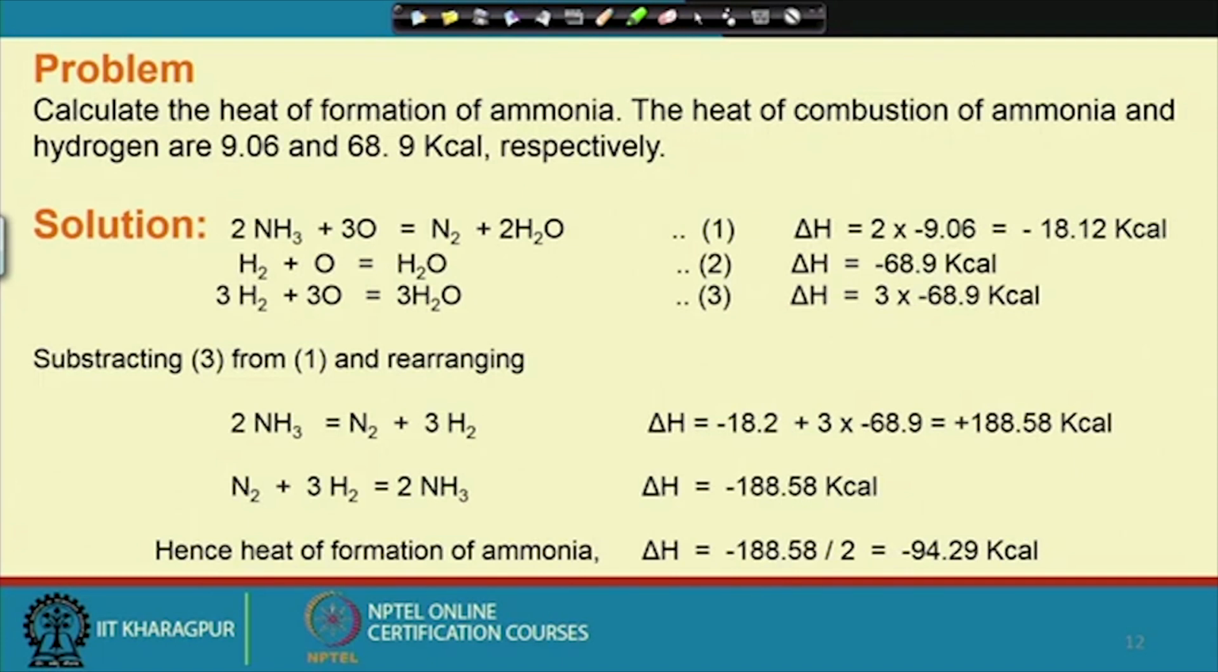Now, I have taken another example: the heat of formation of ammonia, with the heat of combustion of ammonia and hydrogen given here. You can look at it here. This is the heat of combustion of ammonia. How can we calculate the heat of combustion of hydrogen? We can calculate it like this, and for 3 moles of hydrogen combustion, we take 3 times this. So, as per this reaction, we can calculate this one.